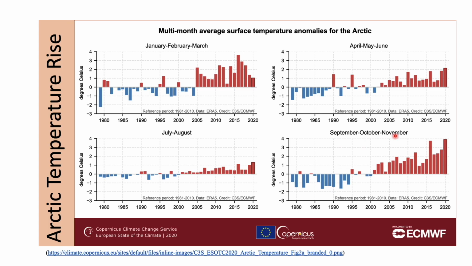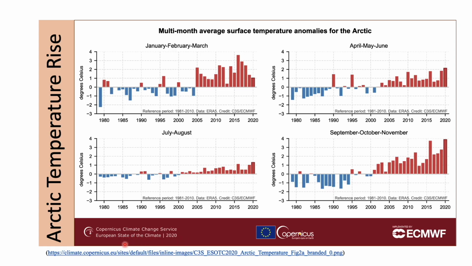But when we look at September, October and November, the temperature increase is close to 4 degrees, that too in the year 2020. So this is the anomaly which we are seeing. This is what is called Arctic temperature rise. This data is provided by the Copernicus Climate Change Service.